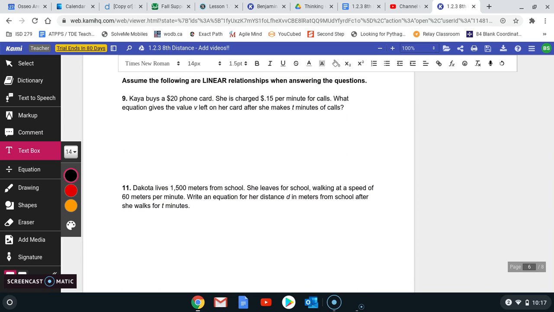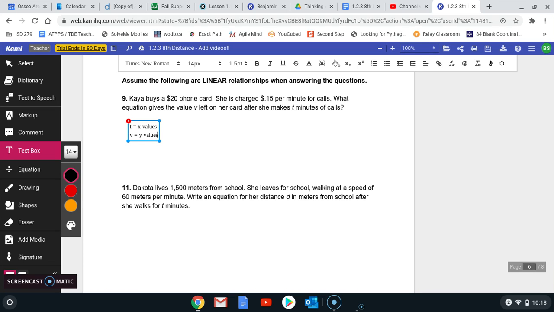The next questions, it says, assume the following are linear relationships when answering the questions. Number 9 says Kaya buys a $20 phone card. She is charged 15 cents per minute for calls. What equation gives you the value V left on her card after she makes T minutes of calls? In this case, T equals our x values, and V equals our y values.